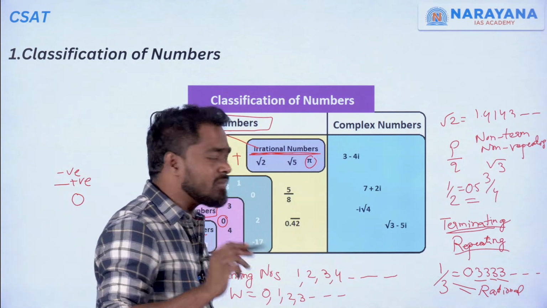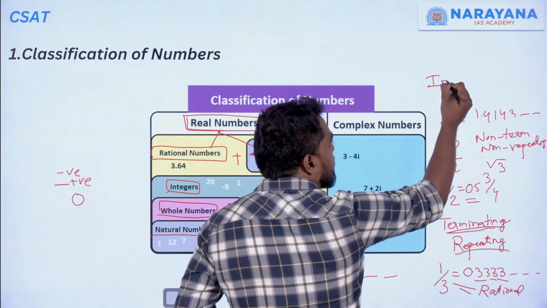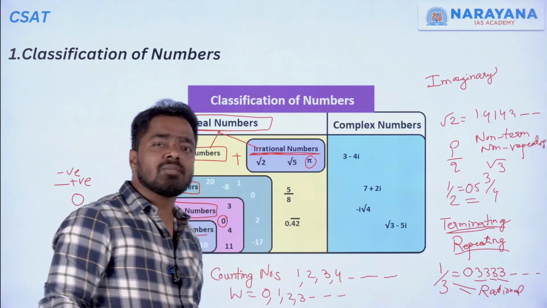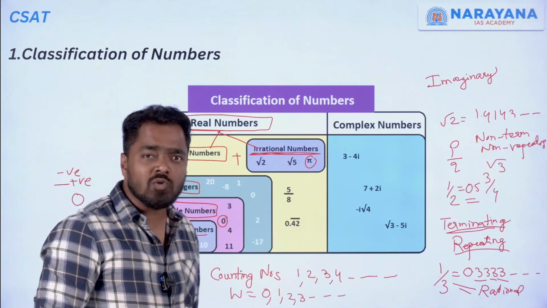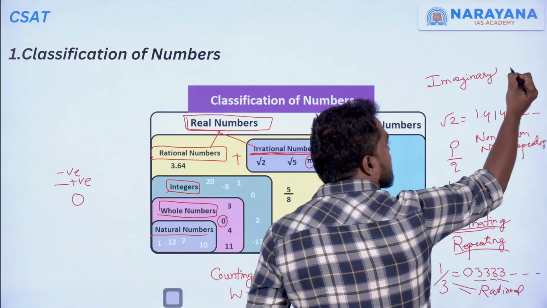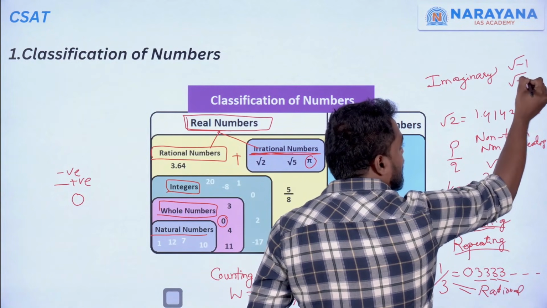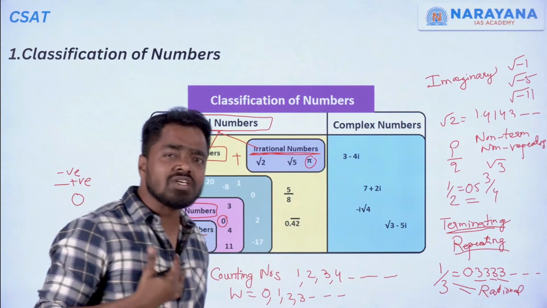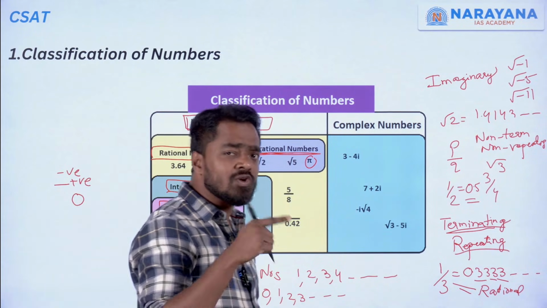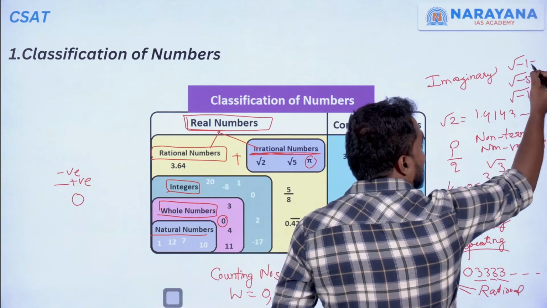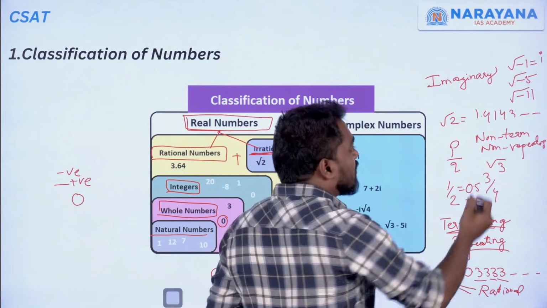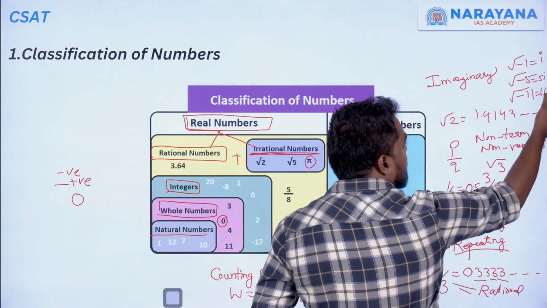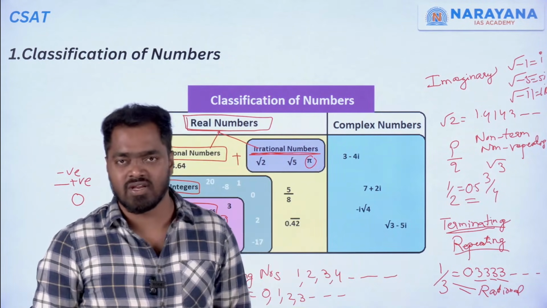Now the last set of numbers are called imaginary numbers. What are these imaginary numbers? These are basically square roots of negative numbers. For example, the square root of -1, square root of -5, square root of -11. These are called imaginary numbers. And these are usually denoted with a symbol. The root of -1 is denoted with i. So root -5 is expressed as root 5 i, and this is expressed as root 11 i. So these are imaginary numbers.